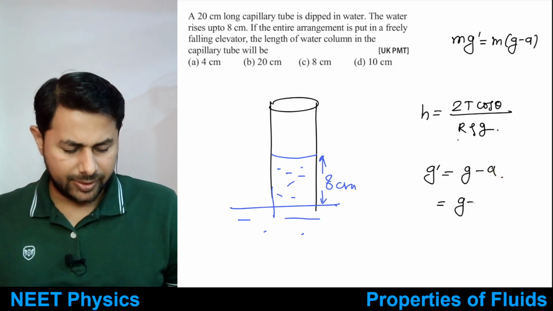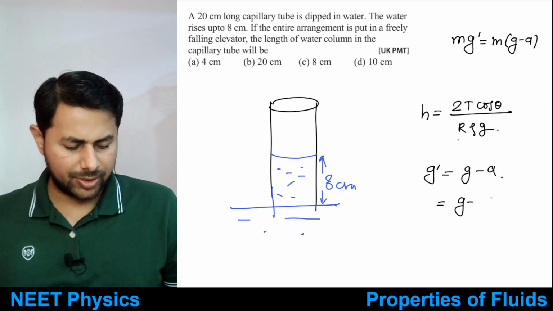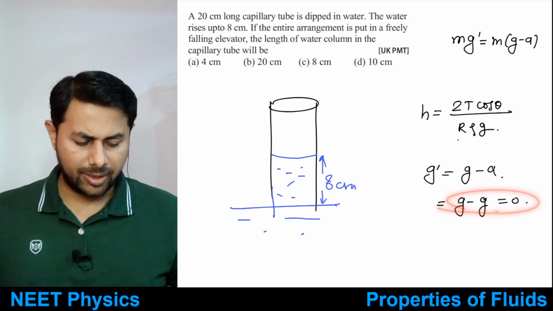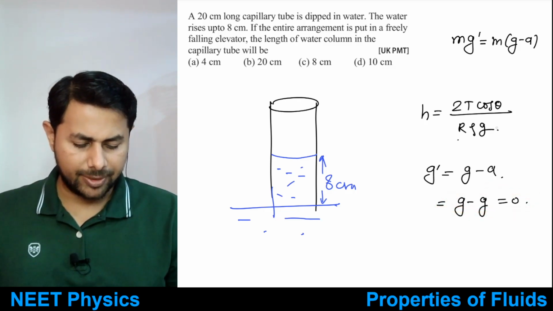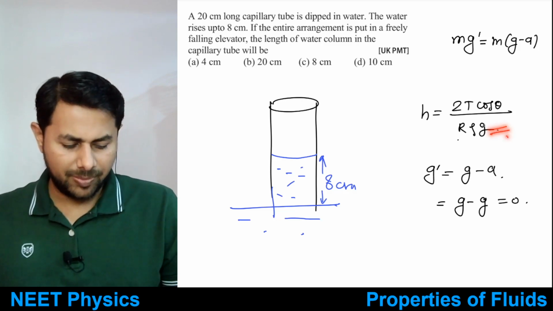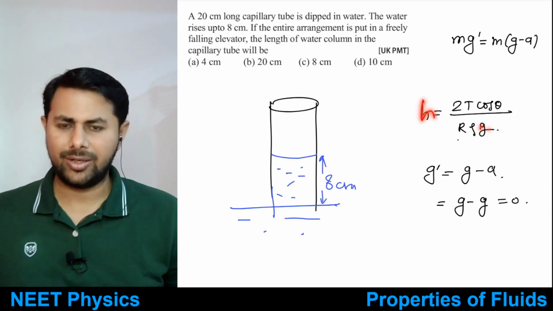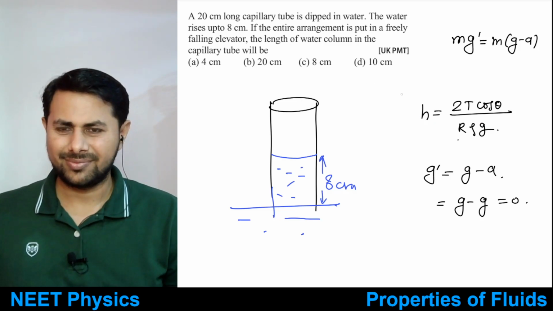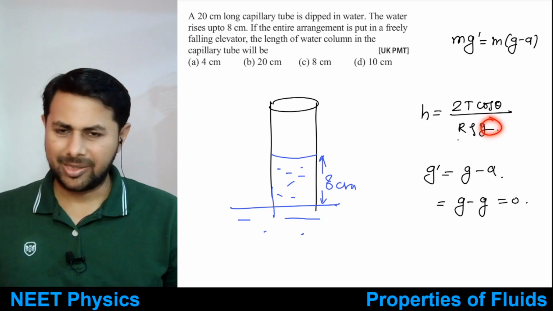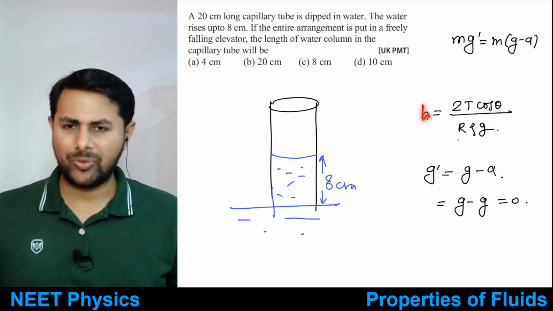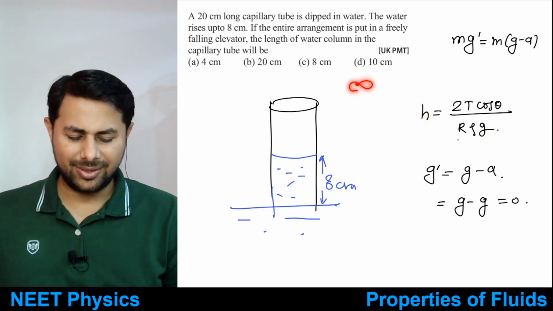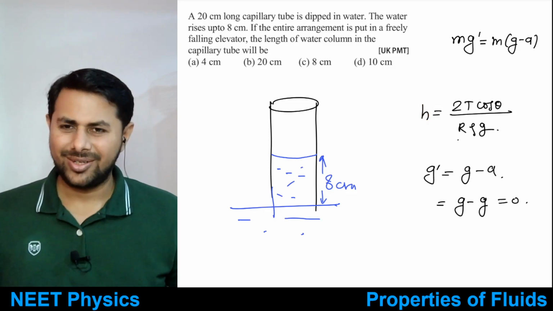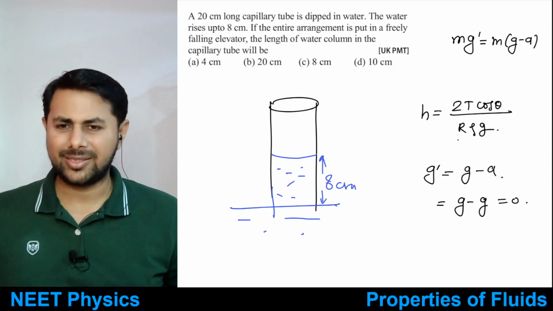So this is given, a is equal to g because the lift is freely falling. So g prime is equal to 0, and therefore now what should happen in principle? If g prime is 0, then h would become infinity. But fortunately they have not given infinity. If g becomes 0, then what would be the value of h? It will become infinity, but they have not given infinity here. So what would be the answer?